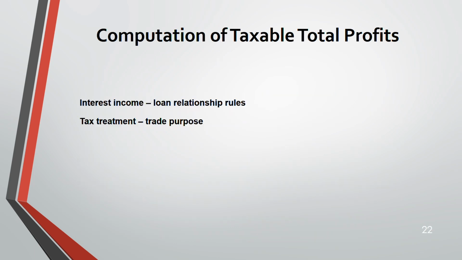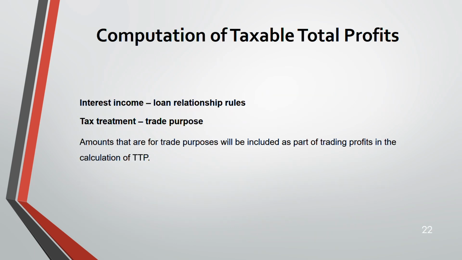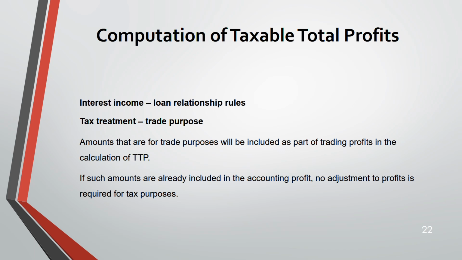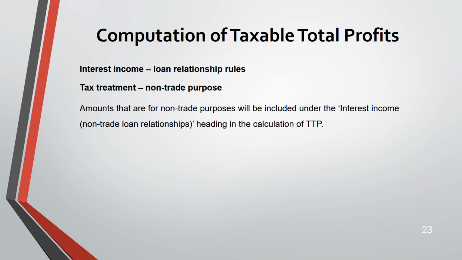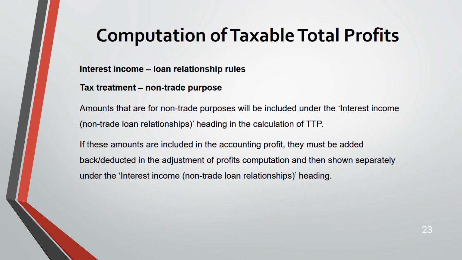Next. So the tax treatment. Amounts that are for trade purpose, you will take as a part of trading profit in your TTP calculation. Such amounts must have already been included in your accounting profit. Right? No adjustments to profit are required for tax purposes. Amounts that are not for trade purpose are included under interest income. Okay? For the calculation of TTP, they come under the heading of non-trade loan relationship.